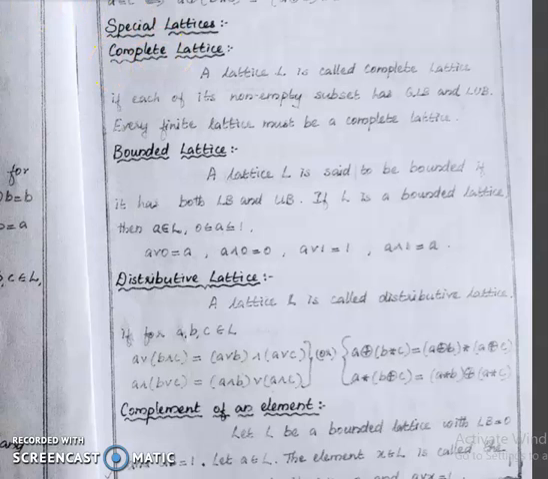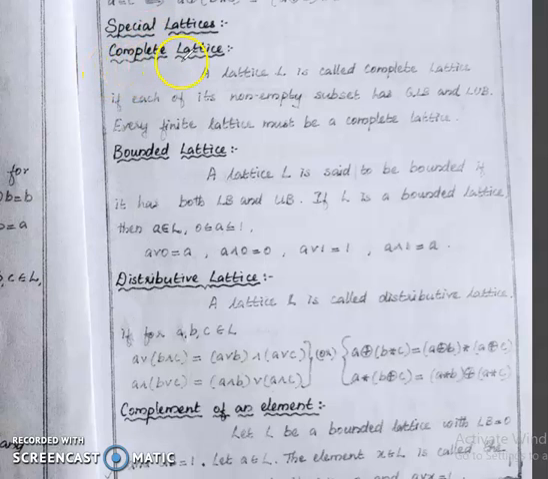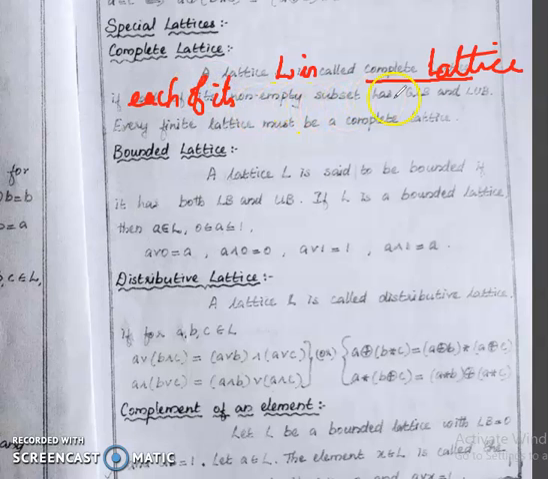Now we'll learn some special lattices. The first one is the complete lattice. A lattice L is called a complete lattice if each of its non-empty subsets has a greatest lower bound and a least upper bound. Every finite lattice must be a complete lattice.